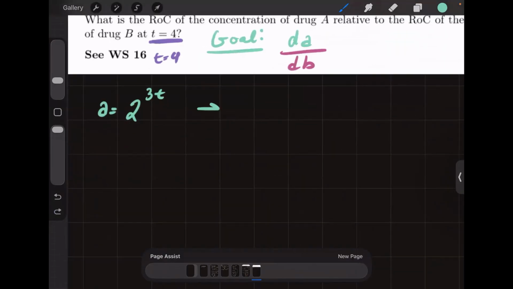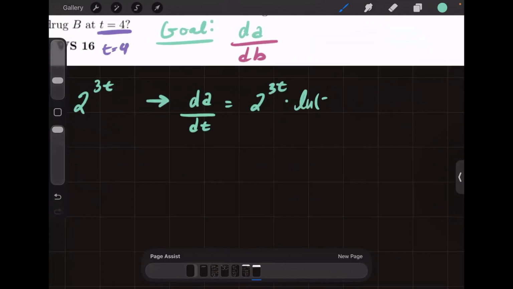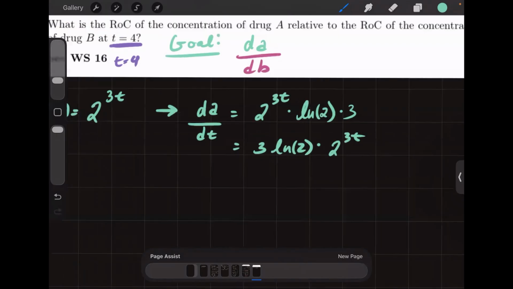And that means you know that dA/dt is equal to A to the U times ln A times du, which should give you 3 ln 2. You could just leave it like that, times 2 to the 3t. Good.